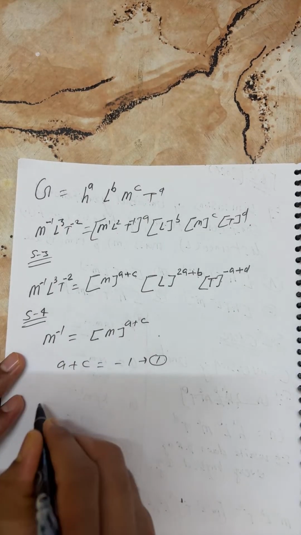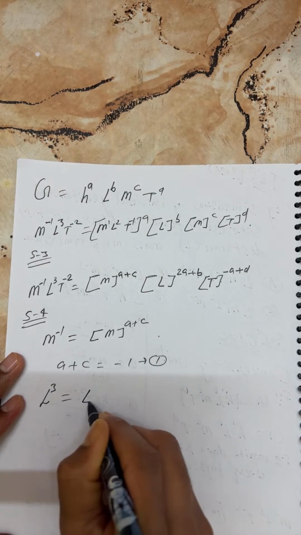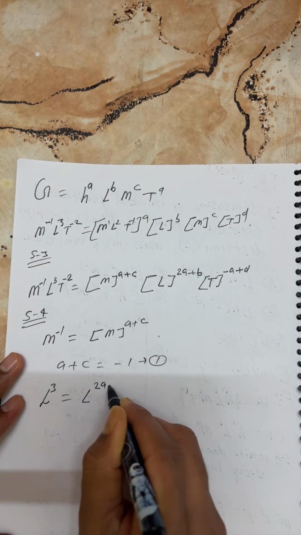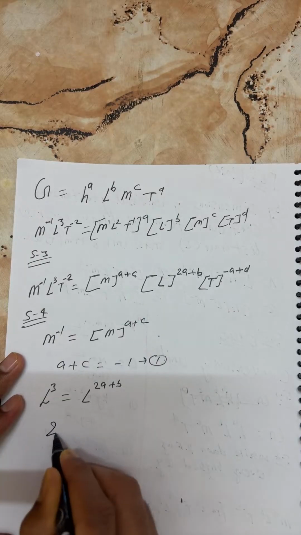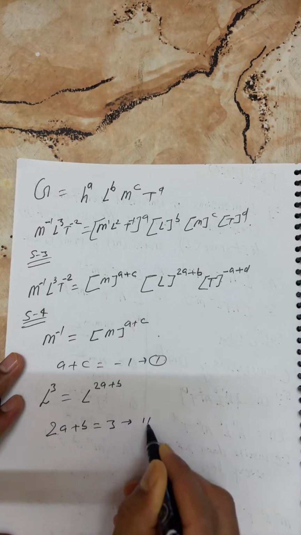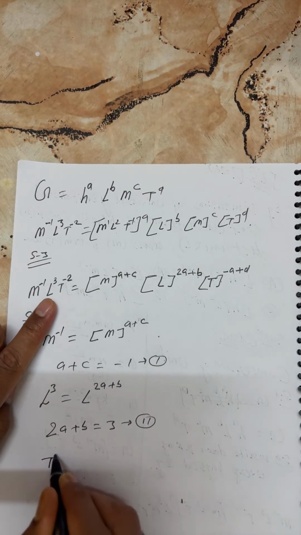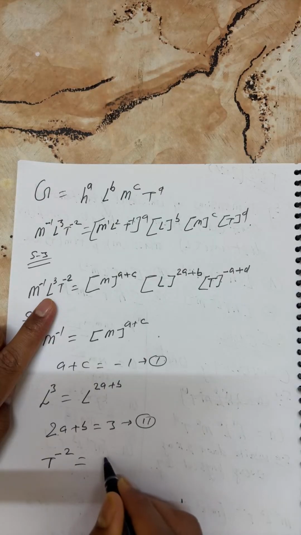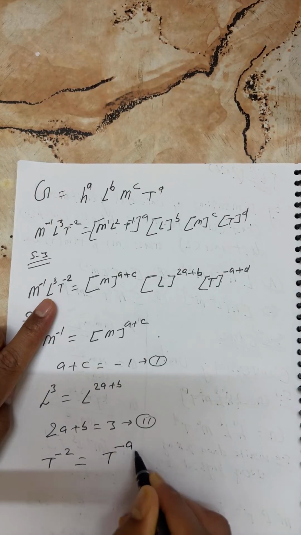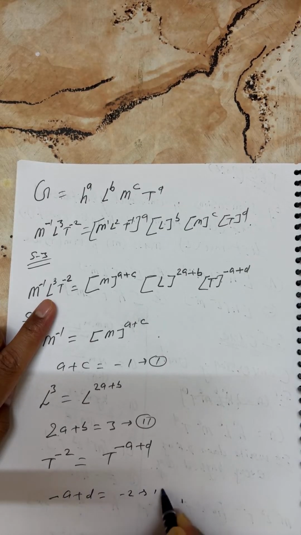Next, in the LHS we have L to the power 3, and in the RHS L to the power 2a plus b. Equation number 2: 2a plus b is equal to 3. Third, in the LHS we have T to the power minus 2, and in the RHS T to the power minus a plus d. So minus a plus d is equal to minus 2, equation number 3.